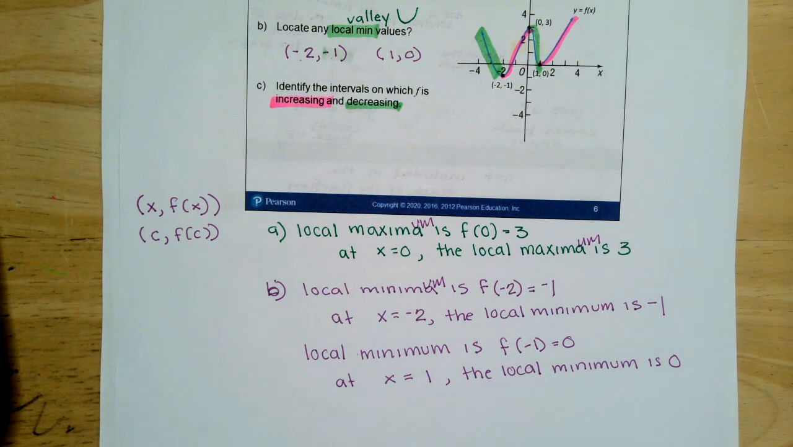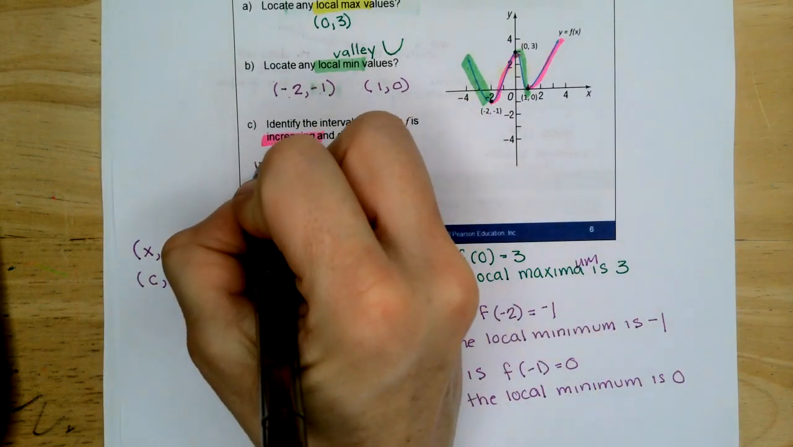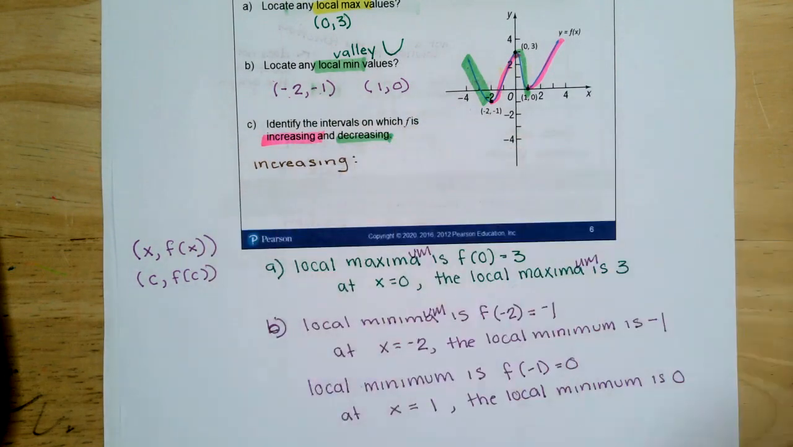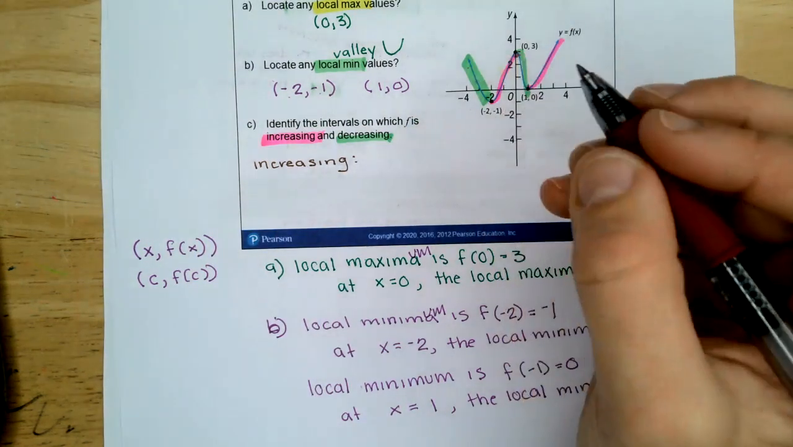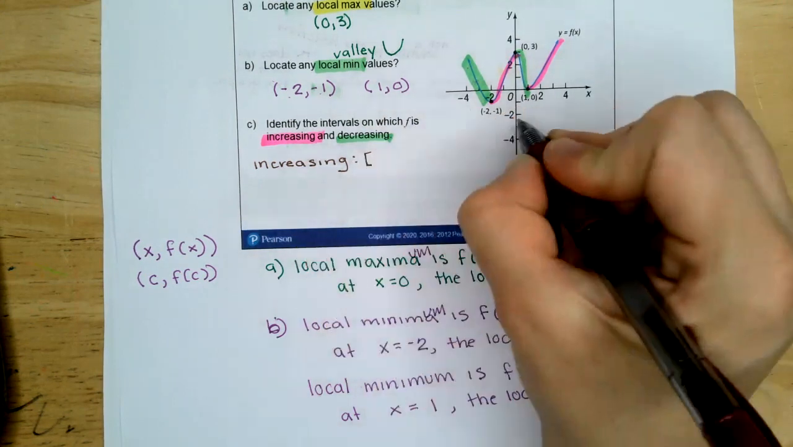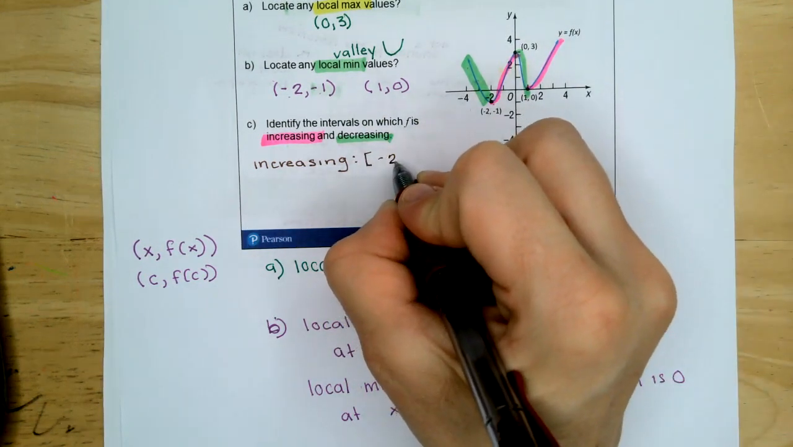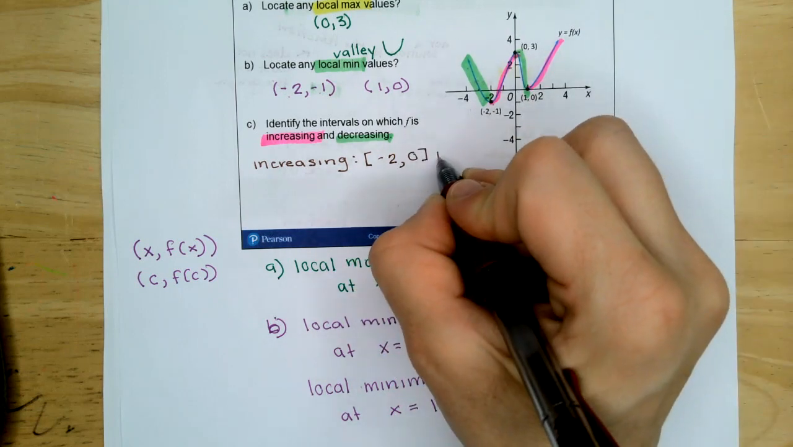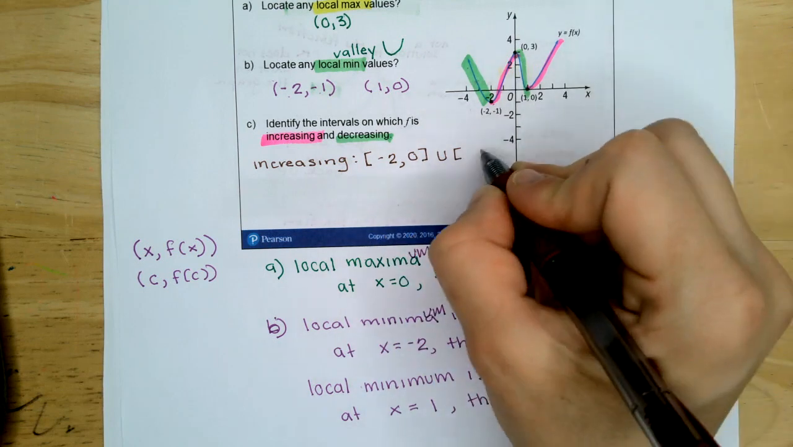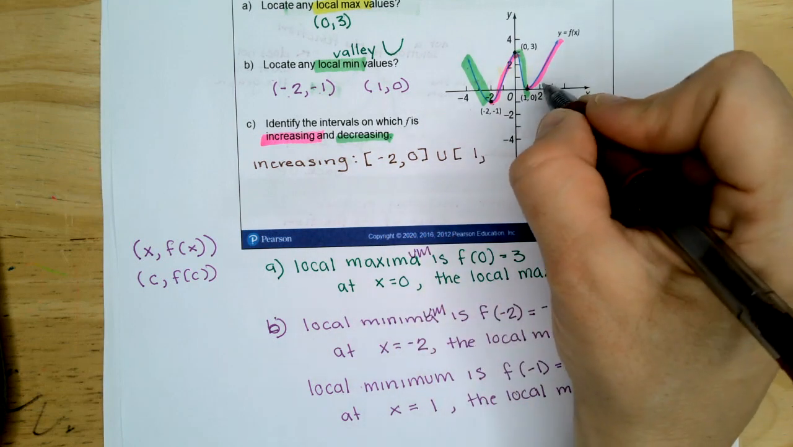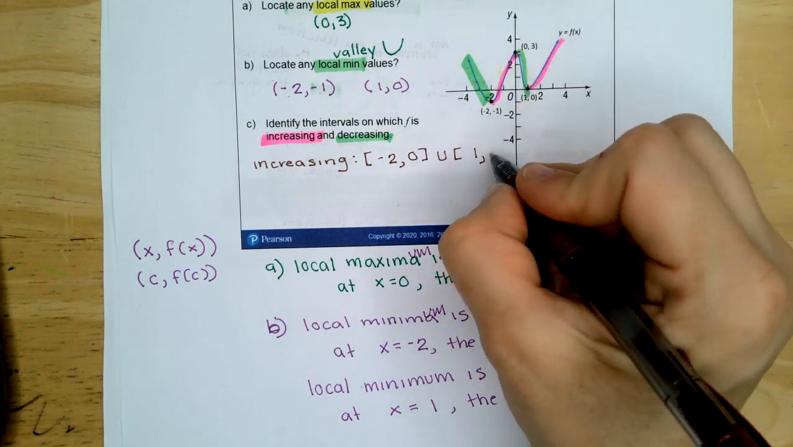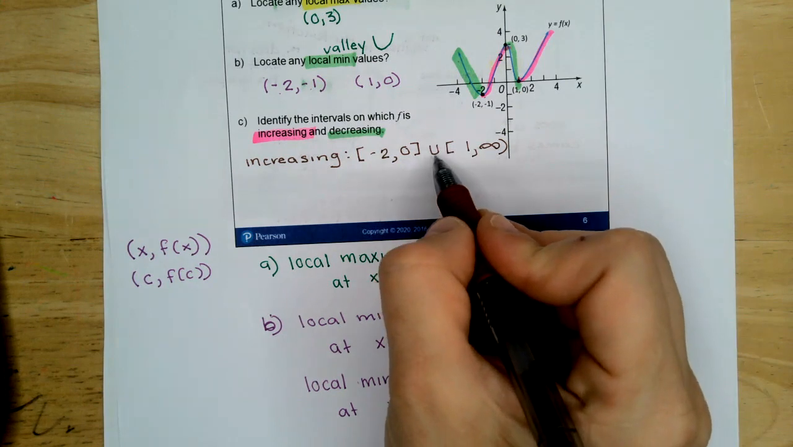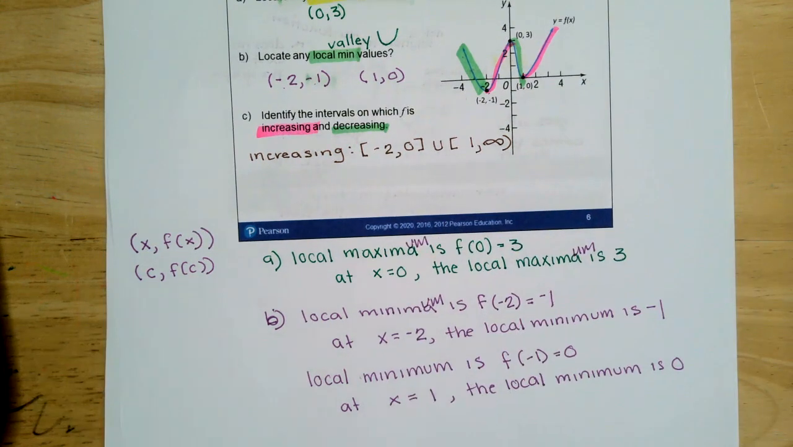So we are increasing. We only want your x values, okay? Where are we increasing? From x equals -2 until x equals 0. Then again, we will start increasing at 1 until infinity. You can do that, okay? It might ask for a comma, it might ask for the U symbol. I should have checked, I'm sorry.